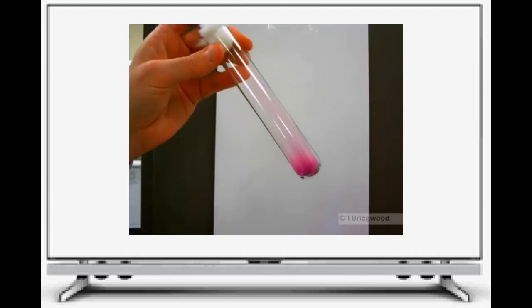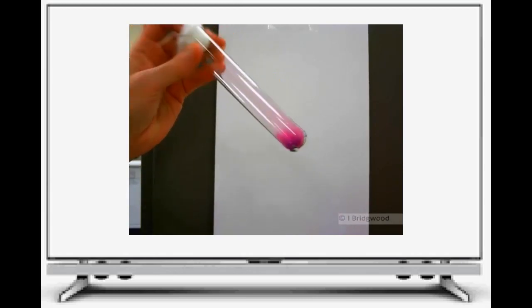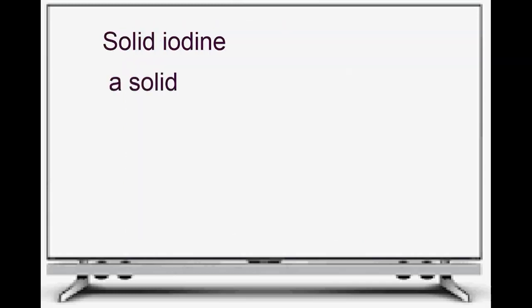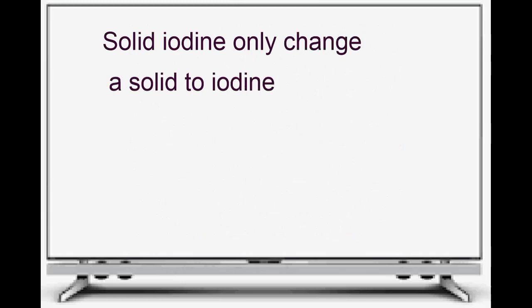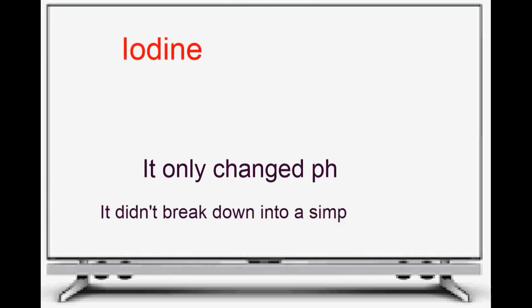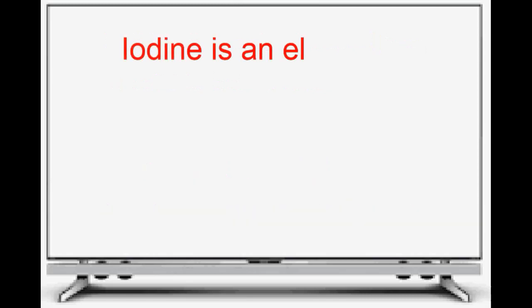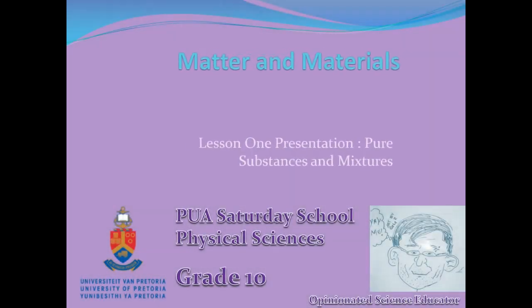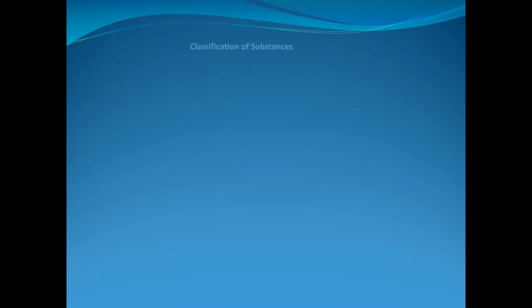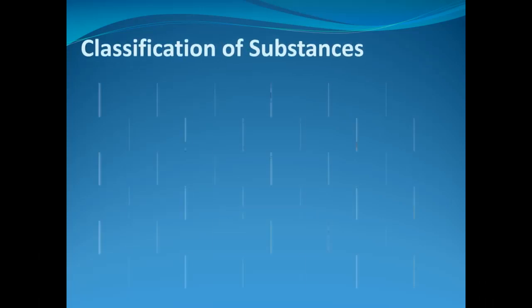And in fact, we're moving from the solid phase into the vapor phase very quickly. The solid iodine crystals changed from being solid to a gas when heated. So there was only a change in phase. It did not break down into simpler substances. Iodine is therefore an element. So now you have seen through these two videos the macroscopic definition of an element and a compound.